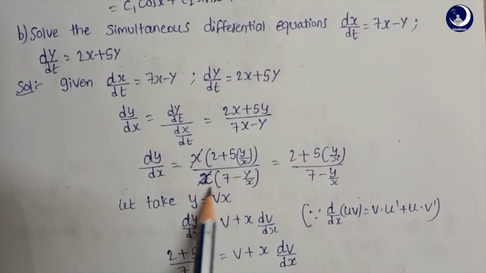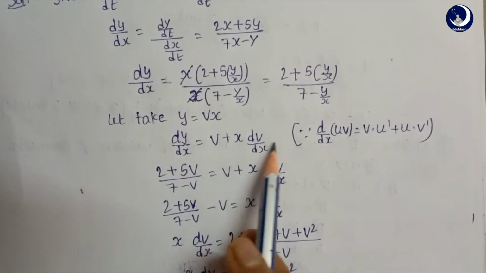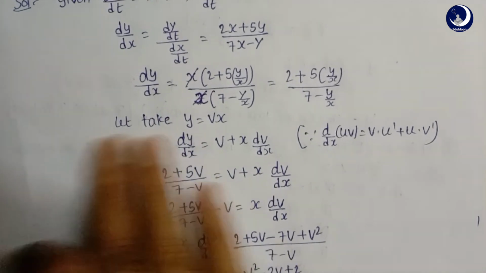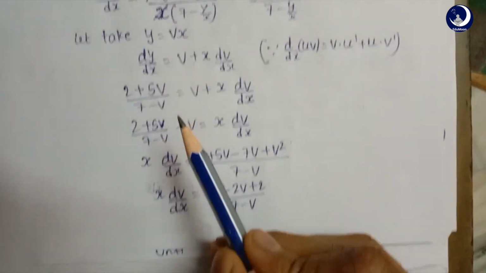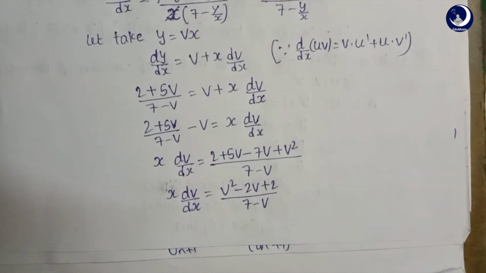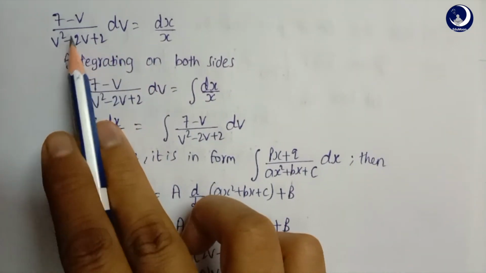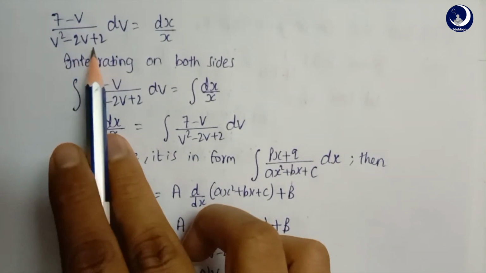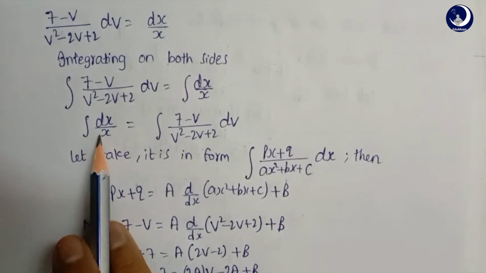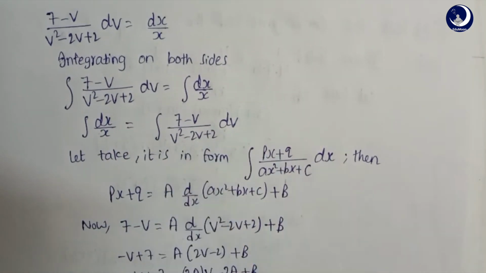Let us consider y equal to vx. And then we got dy by dx equal to v plus x into dv by dx. So I replace the function like this. Then I got x into dv by dx equal to (v square minus 2v plus 2) by (7 minus v). So I rearrange it. Then (7 minus v) by (v square minus 2v plus 2) into dv equal to dx by x. Now integrating on both sides, we got integral dx by x equal to integral (7 minus v) by (v square minus 2v plus 2) dv.